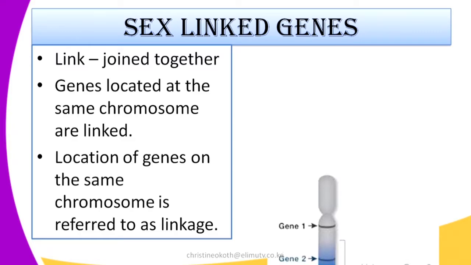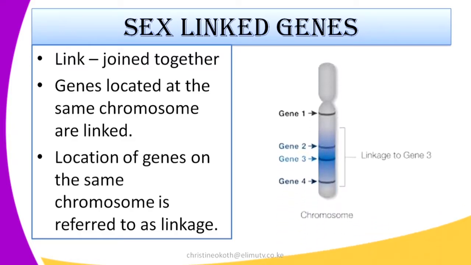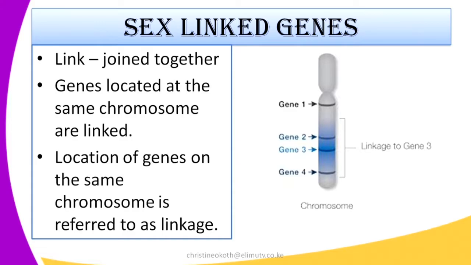So let us look at linked genes. We start by first defining what a link is. A link means to join together or to be bonded together. So the genes are located on the same chromosome. If a gene is located on the same chromosome, we say that gene is linked to the chromosome. The location of the gene on the same chromosome is referred to as a linkage. In our illustration here, we have the gene and we have the linkage.